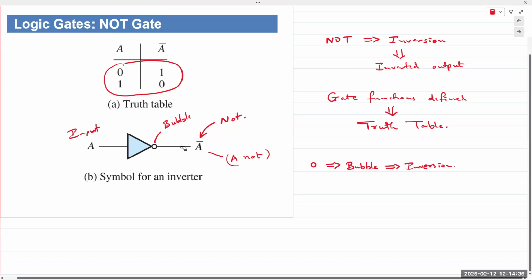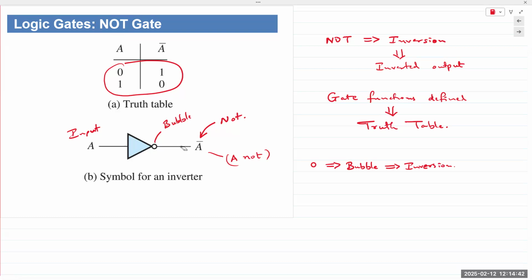So again, the NOT gate has a single input. The output is basically the inverted or the opposite of the input. Because it's a single input, you can only have two possible outcomes, 0 or 1. If you apply 0, the output is 1. If you apply 1, the output is 0.